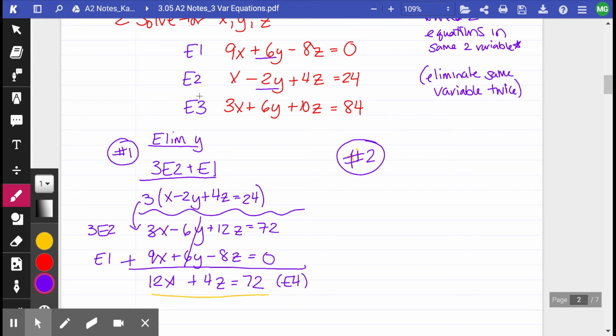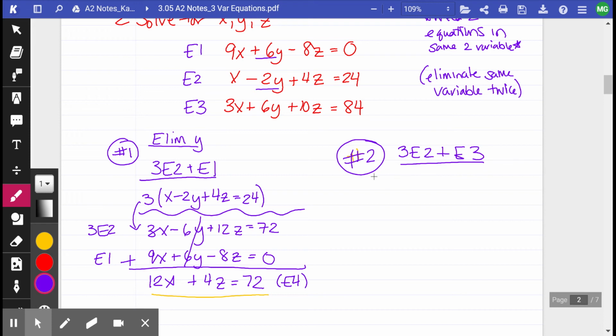And it looks like 1 and 3 might be our easiest, but again, it doesn't matter. Actually, I'll show you how to do equation 2 and 3 with it. But again, 1 and 3 they're about the same. So here I'm going to multiply 3 times equation 2 and add it to equation 3.